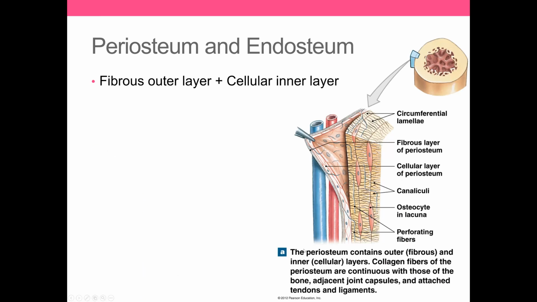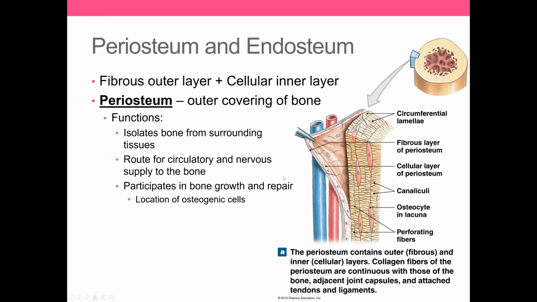And the final part of this section are the two membranes, the endosteum and the periosteum. So both of these membranes have a fibrous outer layer and a cellular inner layer. And the periosteum is going to be the outermost covering of bone. It functions to isolate bone from the surrounding tissue. It also provides a route for the circulatory and nervous supply to the bone, so you can find the blood vessels and nerves embedded in it. And it participates in bone growth and repair because as part of its cellular lining, you will find the osteogenic cells. And remember, they're the ones that can change into osteoblasts when the bone is damaged or broken.